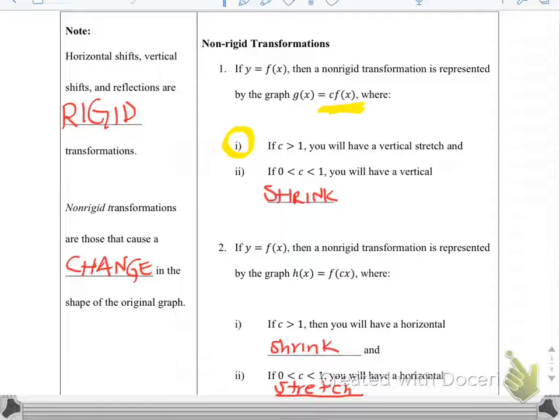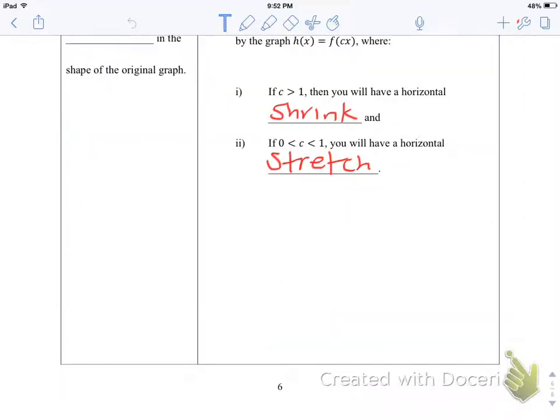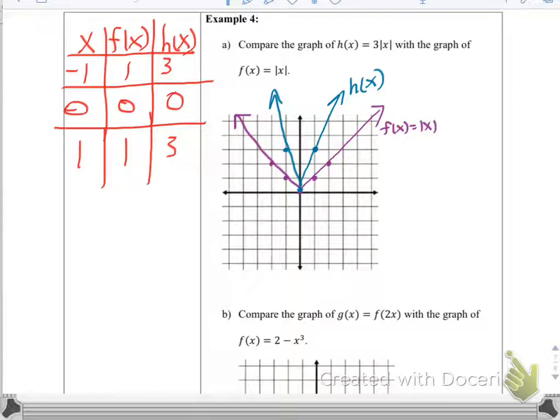And if c is inside of your function, so c is part of your input, then when c is greater than 1, it's going to be a horizontal shrink. And if it's between 0 and 1, it's going to be a horizontal stretch. Okay. And that's just repeating that. All right, so let's look at an example.